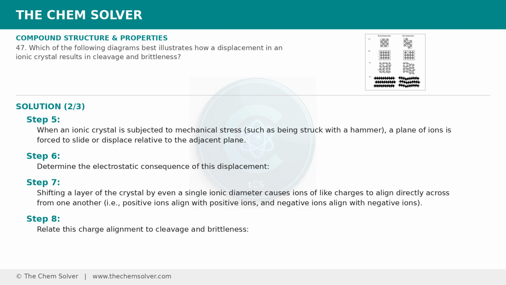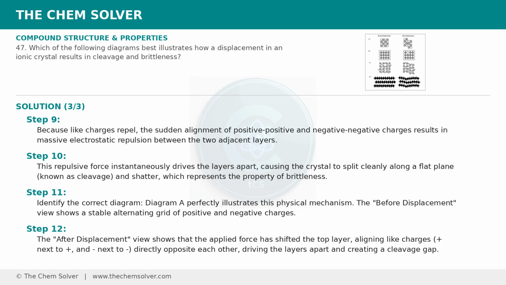Relate this charge alignment to cleavage and brittleness. Because like charges repel, the sudden alignment of like charges results in massive electrostatic repulsion between the two adjacent layers. This repulsive force instantaneously drives the layers apart, causing the crystal to split cleanly along a flat plane, known as cleavage, and shatter, which represents the property of brittleness.